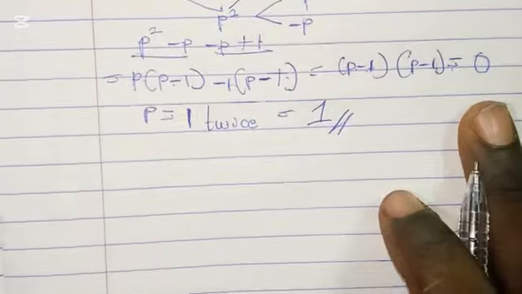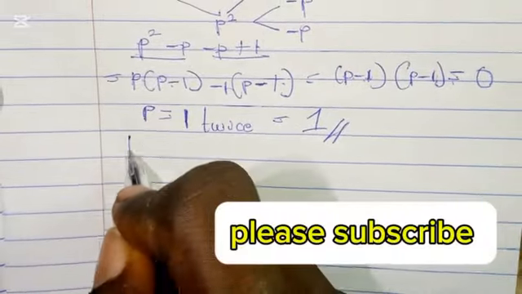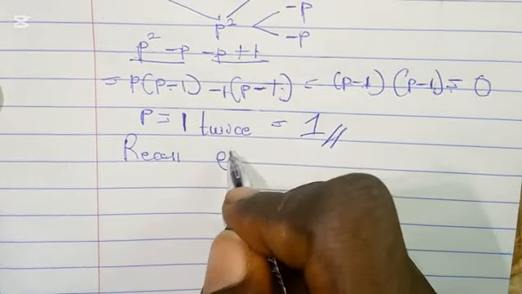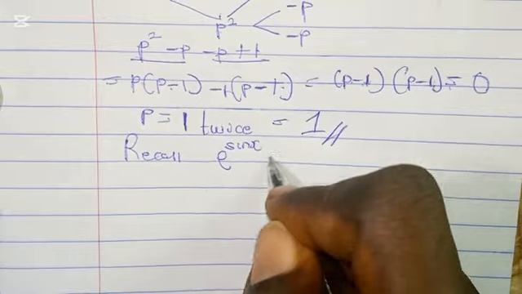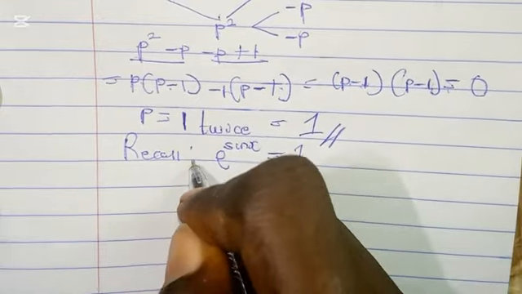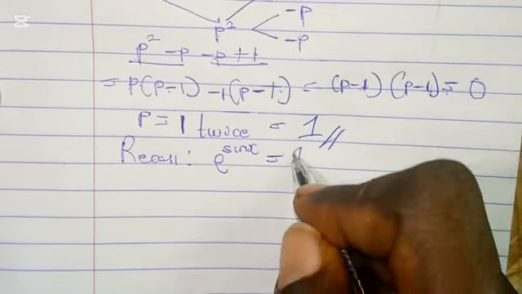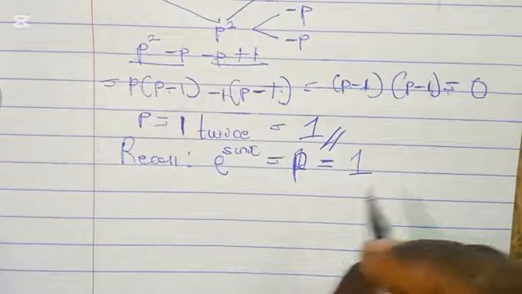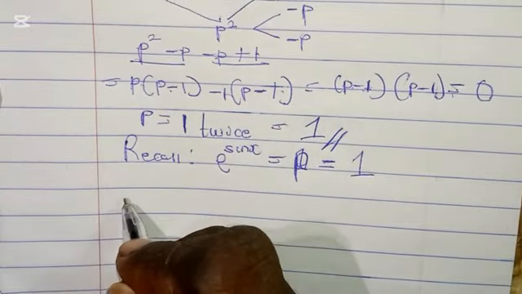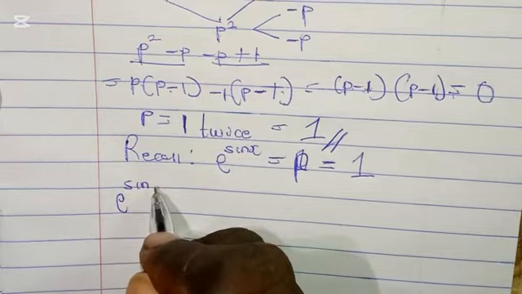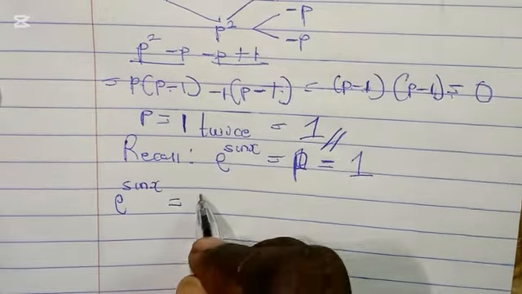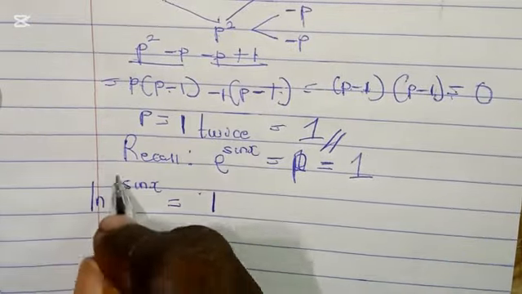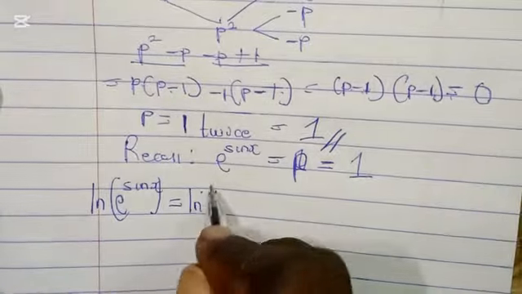So let's recall back. Recall that e raised to the power sine x is equal to p, and we said p is equal to 1. So e raised to the power sine x is equal to 1. In order to eliminate e, we will need to take the natural log of both sides.